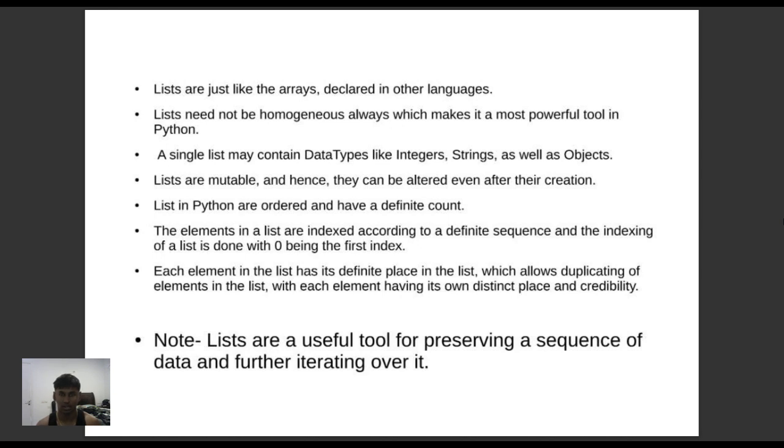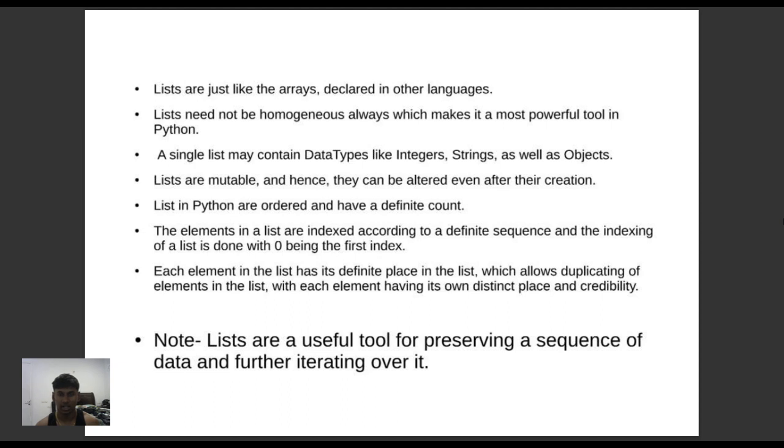Lists are just like arrays declared in other languages. Lists need not always be homogeneous, which makes them a more powerful tool in Python. A single list may contain data types like integers, strings, as well as objects. Lists are mutable, and hence they can be altered even after their creation.